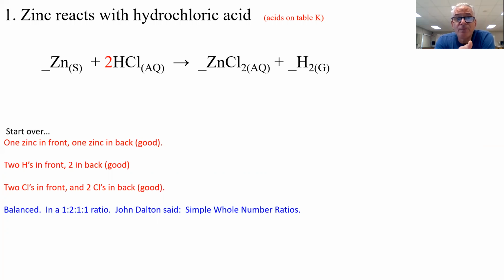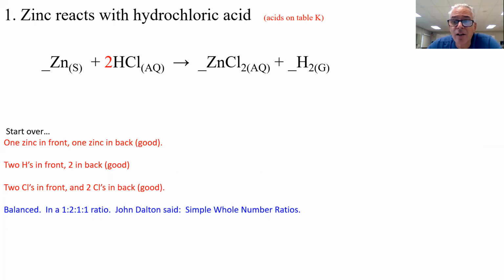Now it's balanced. This is balanced in a 1 zinc plus 2 hydrochloric acids makes 1 zinc chloride and 1 hydrogen. It's a 1 to 2 to 1 to 1 ratio. John Dalton said things happen in simple whole number ratios. This ratio cannot be reduced.